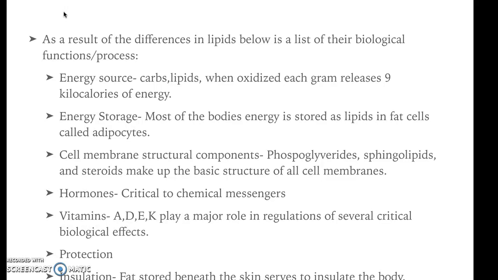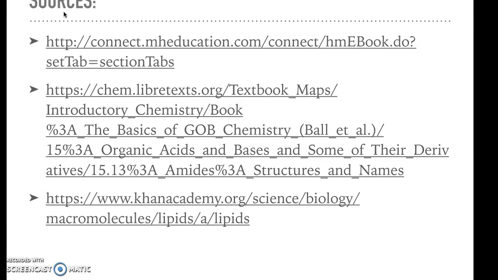They serve as an energy source, energy storage, cell membrane structure components, and hormones, which are critical chemical messengers. They serve for vitamin absorption of A, D, E, and K. They serve as protection to bones and organs, but too much can be harmful to both bones and organs. And they serve as insulation. Fat that is stored beneath the skin serves as insulation to the body. Both carbs and fat work together to create, or when oxidized, to create energy for the body, releasing 9 kilocalories of energy per serving.